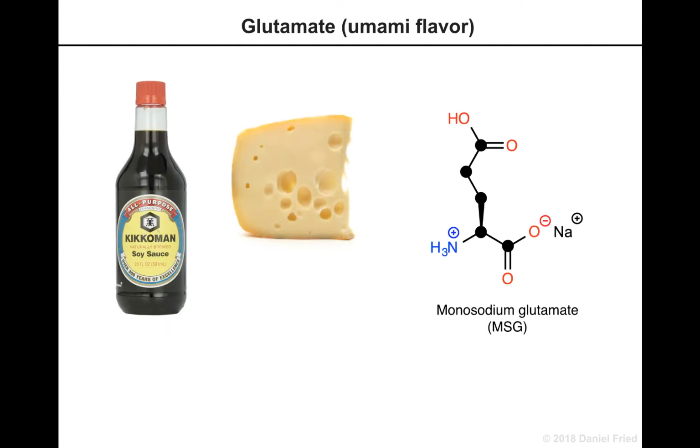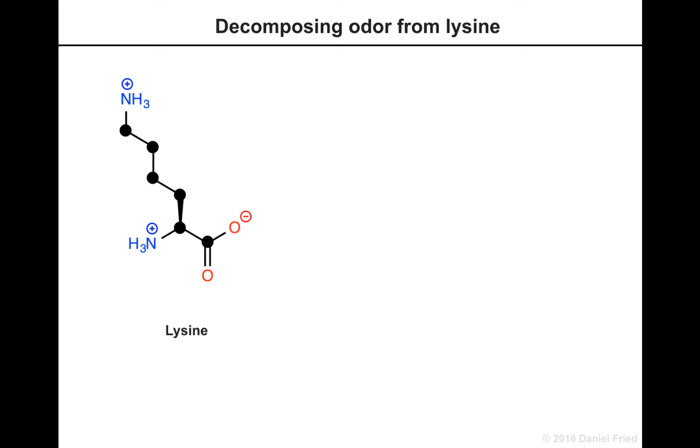And the cool thing about MSG is that it's actually a flavor. It's the umami flavor. So there are certain flavors that we sense. We sense sweet, sour, salty, bitter. We also sense umami. That's the fifth flavor that we sense. And the molecule that creates this flavor is monosodium glutamate. So if you have a food that tastes meaty or savory, it's because there's probably monosodium glutamate in that food.